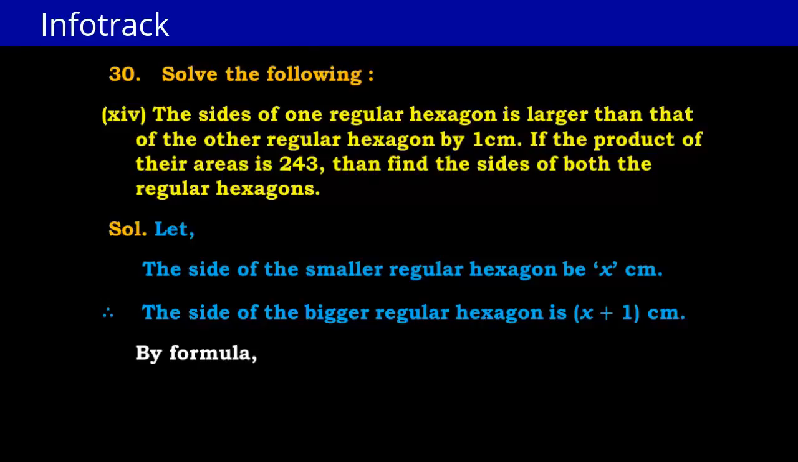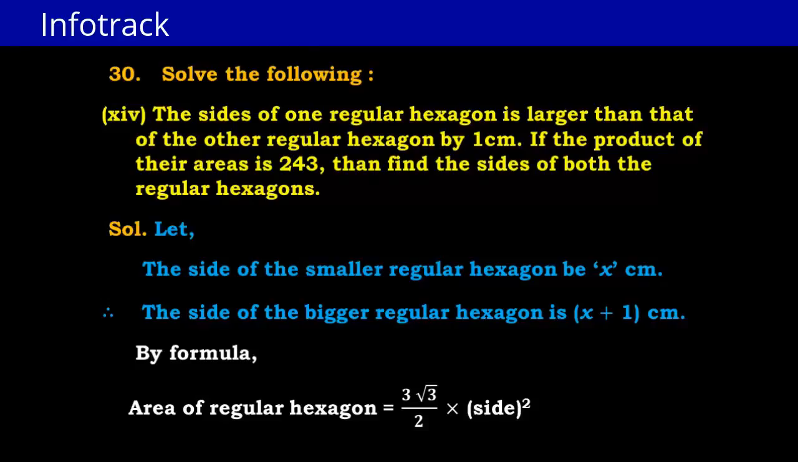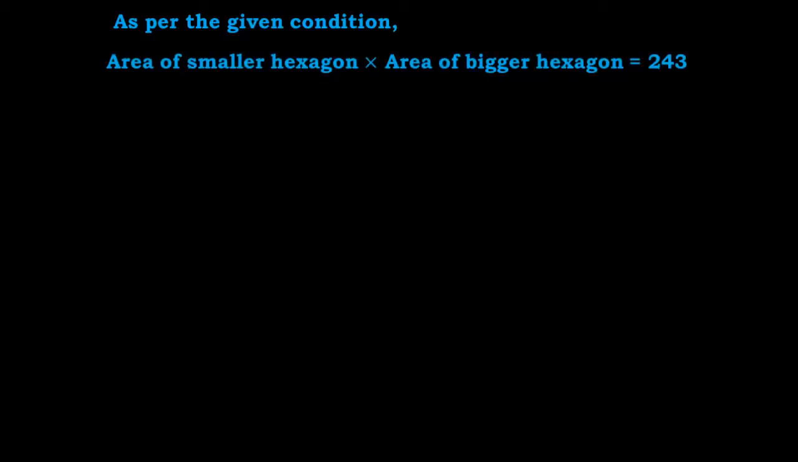So we can use the formula: area of a regular hexagon is 3 root 3 upon 2 into side square. So for the smaller side x, it is 3 root 3 upon 2 into x square, and for the bigger, 3 root 3 upon 2 into x plus 1 the whole square. As per the given condition we can write the equation: area of the smaller hexagon into area of the bigger hexagon is equal to 243. So 3 root 3 upon 2 into x square into 3 root 3 upon 2 into x plus 1 the whole square is equal to 243.